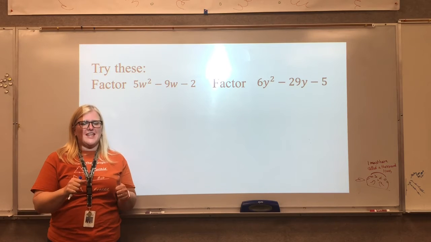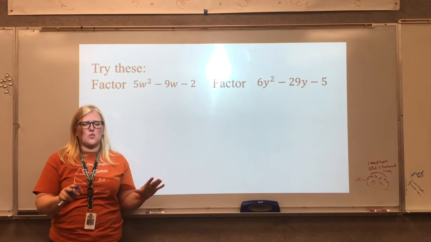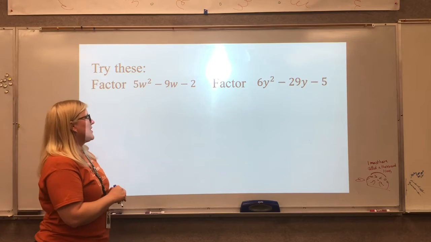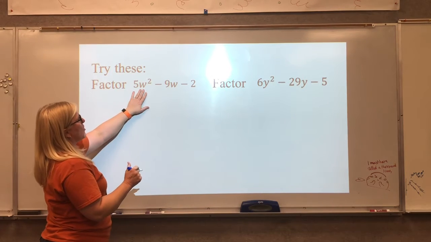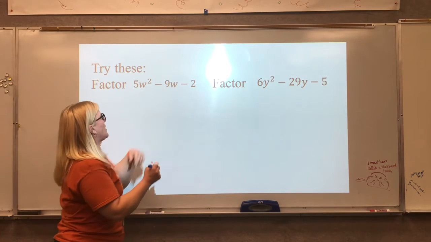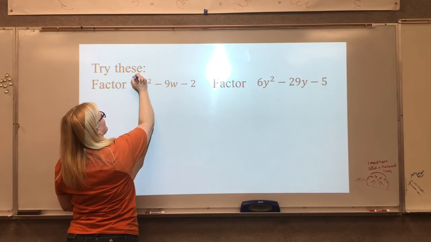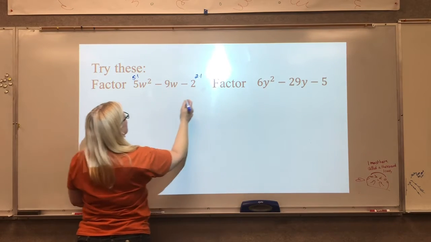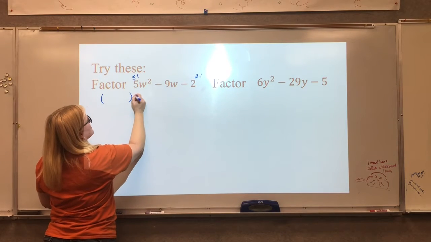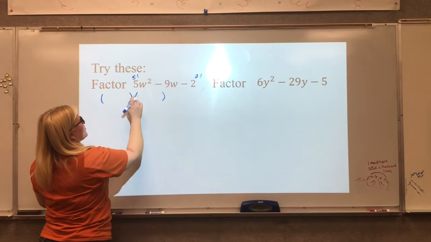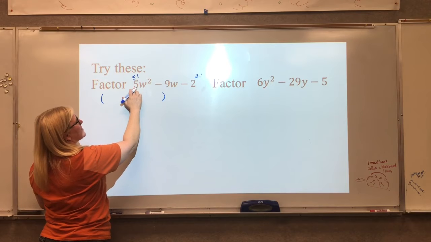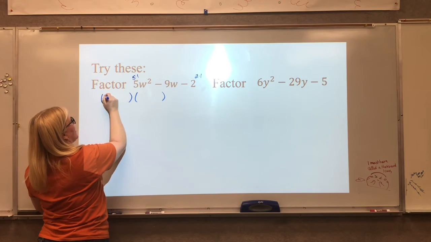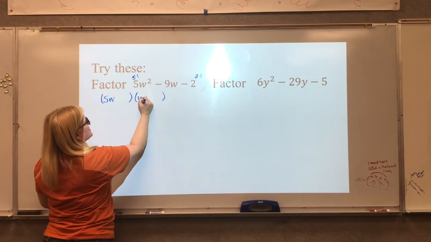Okay, I hope you did it, and I hope it went quick and you guessed well and you didn't have to guess too many. So let's look at this. So again, we have a prime number and a prime number. Here we have 5 times 1 is one of my options, and here I have 2 times 1. So the only thing that I can do here is have a 5W and a W.